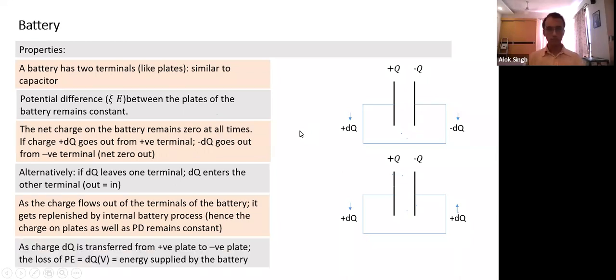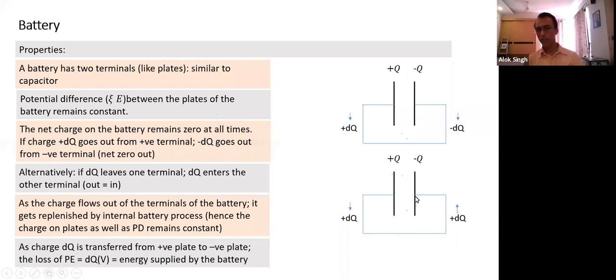Okay. So if charge dq is transferred from positive plate to negative plate, if you look at this whole thing, it is equivalent to charge dq getting transferred from the positive plate to the negative plate. If you provide a path, charge will flow. Loss of potential energy is equal to dq times V. So in this mechanism, if charge dq flows in, it is effectively transferring charge dq from positive plate to negative plate.